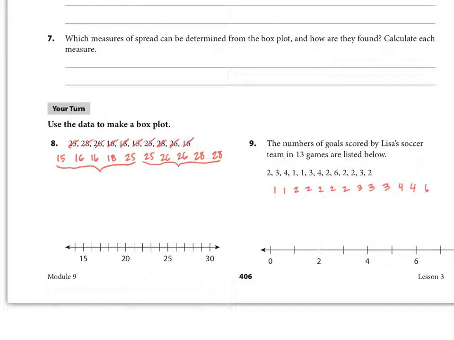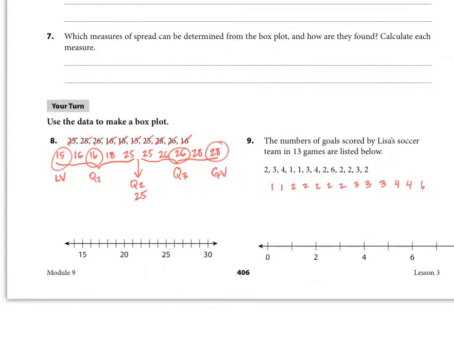So that means our median is in the center of 25 and 25. So I know that my median, or my Q2, is 25. My Q3 is right there, 26. My Q1 is 16. My lowest value is 15. My greatest value is 28. So those are the 5 data points that we need in order to create our box plot. So I'm going to make this box plot above the number line.